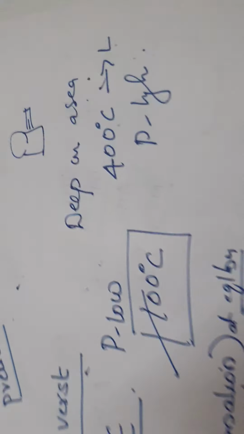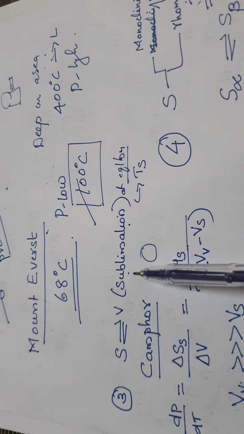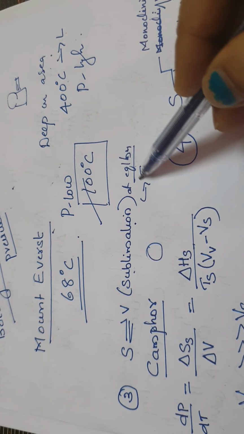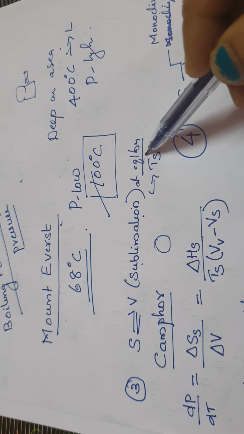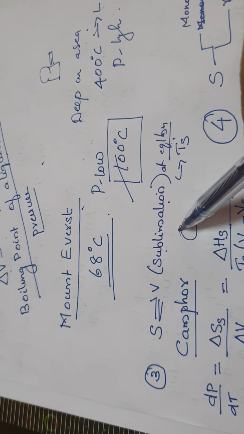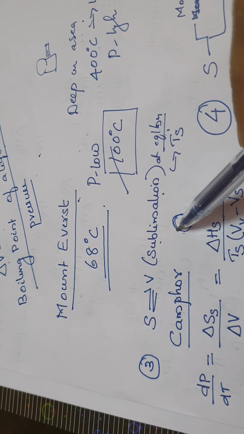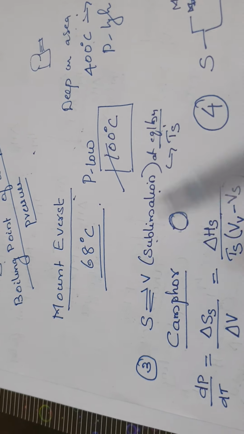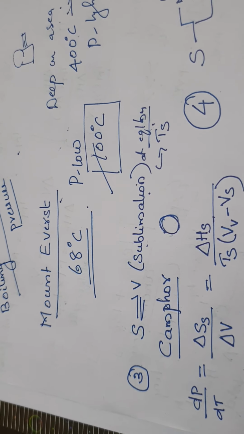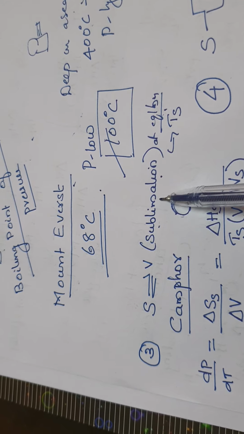Now the next case is solid to vapor, that is sublimation. The process is sublimation. It happens at the sublimation temperature. An example is camphor. If you take a tablet of camphor and keep it open in a room, after 2 weeks if you go and see, it will not be there. What is the reason? Camphor is converted directly to vapor. So that process we call sublimation.